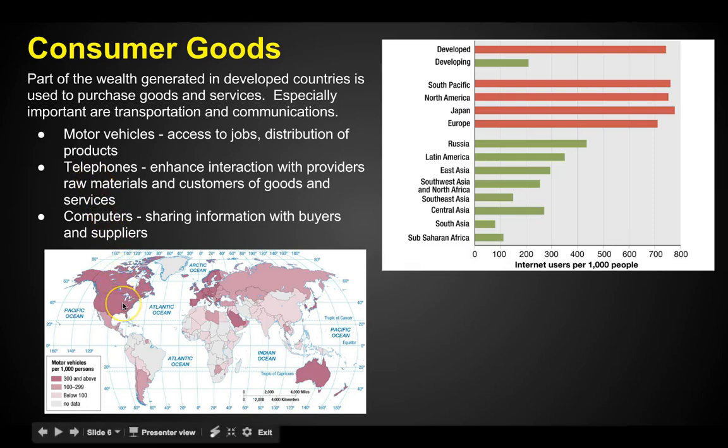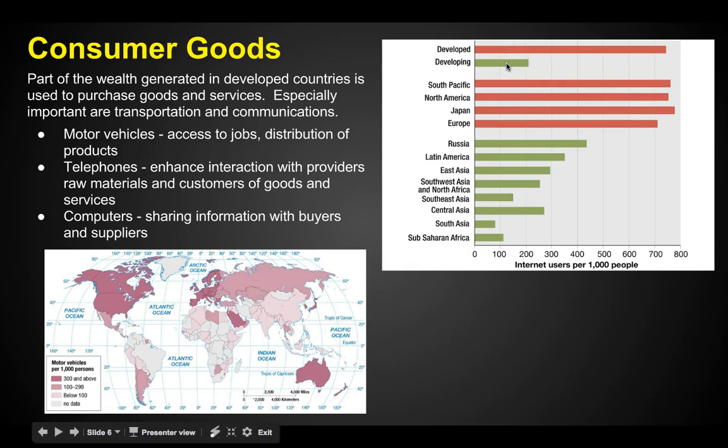So here we see motor vehicles in these countries. Obviously, North America is jam-packed. Europe is jam-packed with motor vehicles. That gives them an advantage because we're able to take our goods and services everywhere or go buy our goods and services. We look at internet users per 1,000 people. In developed countries, like everybody's having the internet. Developing countries, it's still up and coming.